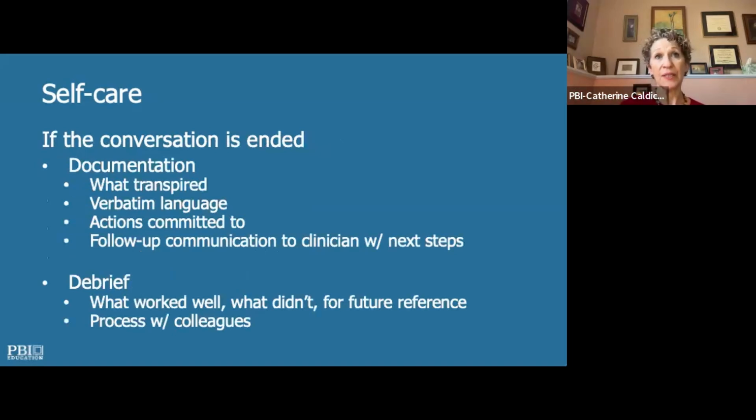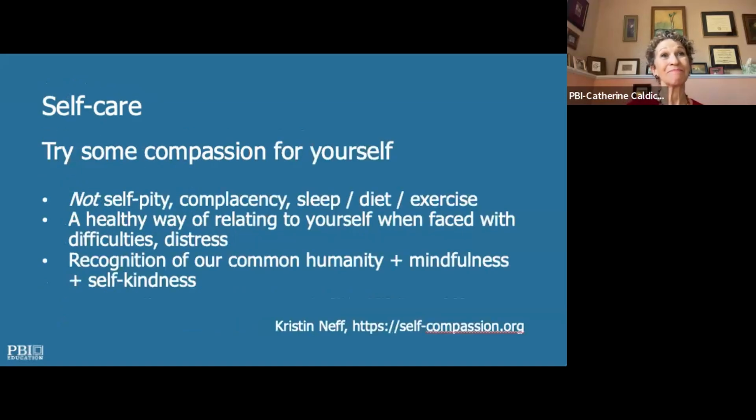Now, if the conversation is ended, documentation is like professional self-care. So you write down what transpired, use as much verbatim language as you can remember, write down what actions were committed to, and then whatever follow-up communication to the clinician with next steps. And afterwards, debrief. You can do this all by yourself. What worked well, what didn't go so well, so you can use it for future reference, or you can debrief with colleagues. And finally, try some compassion for yourself.